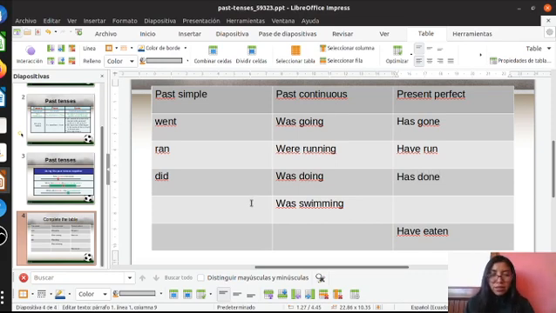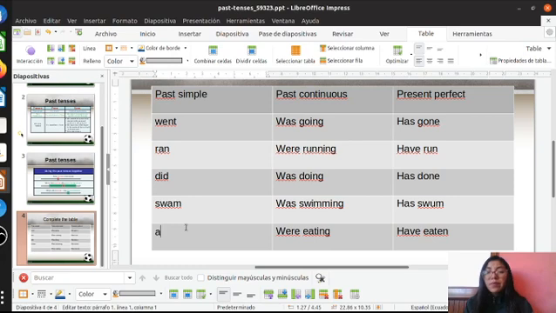Correct, done. Here we have the verb swimming. What is the past simple form? Correct, swam. And the present perfect, that's right, swum. And the last verb, here we have in the present perfect eaten. Have eaten. What is the past continuous form? ¿Cómo formo el verbo en su forma pasado continuo? Were eating. And the past simple form, that's right, ate.